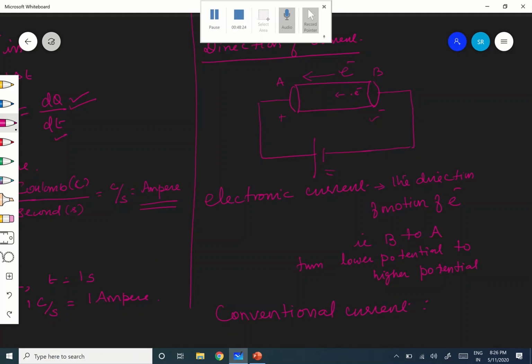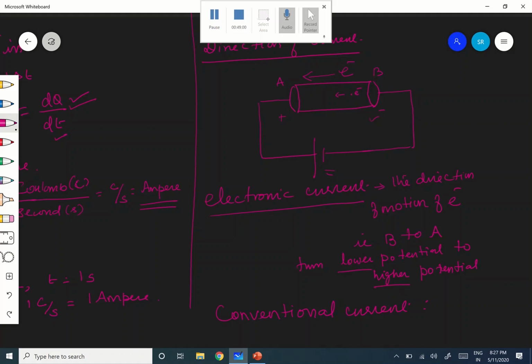Actually, electronic current means the direction of motion of electron. Why? Because normally in conductors, electrons are only responsible for current. They are only moving. The ions are there, but ions are very heavy. They cannot move. Only electrons move, and that constitutes current. So electronic current is the direction of motion of electron, that is from B to A, from lower potential to higher potential.